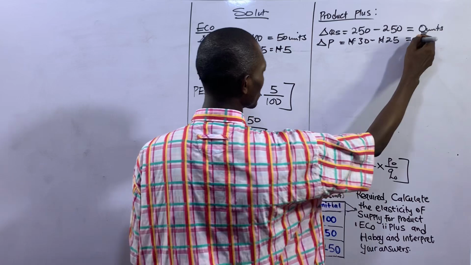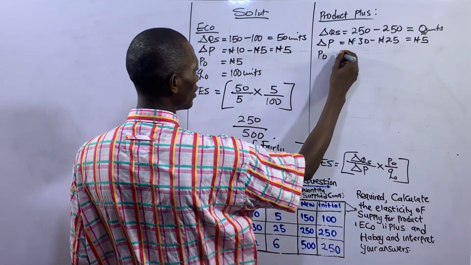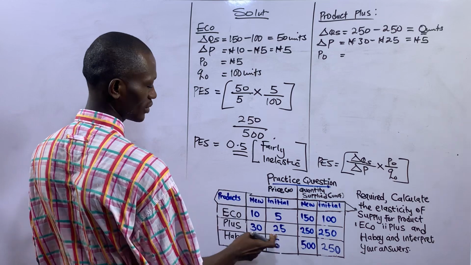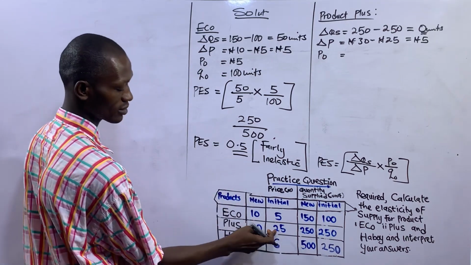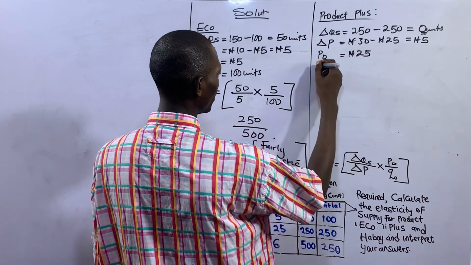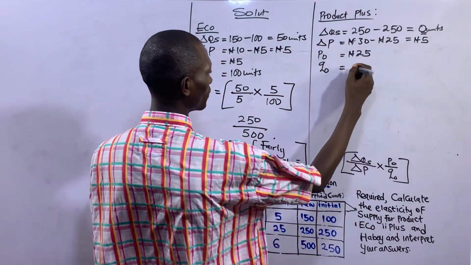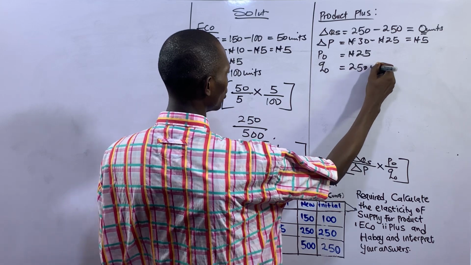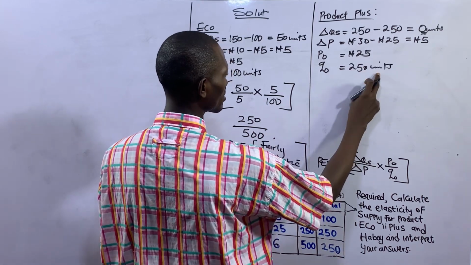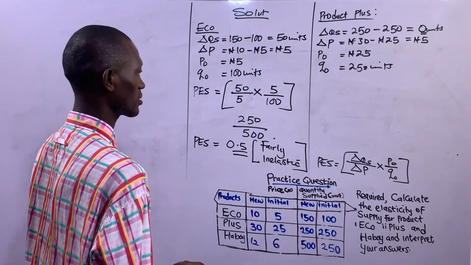And that gives us 5 naira. Then old price now. Old price is given as 25 for products plus now. So 25. Then old quantity now is given as 250 units. So make sure you express your quantity in units and your price in any currency that you are given. Very important.